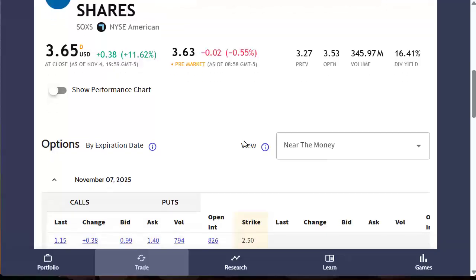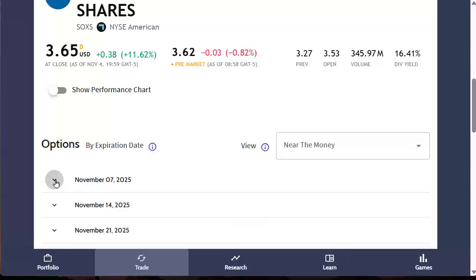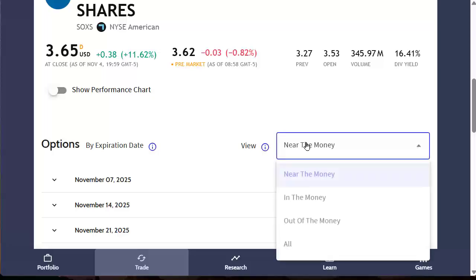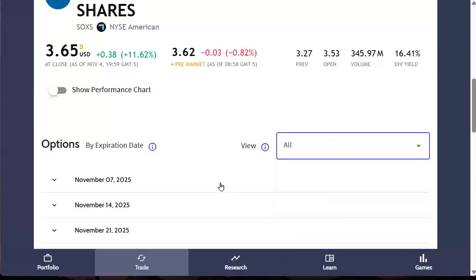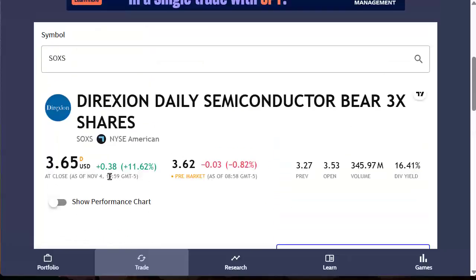So which one are we going to look at? Well, we're still going to look at January. So let's go ahead and close November. We're going to want to look at all, so we can do that right now. Yesterday it was at 265. It was up 11%, 38 cents, which is pretty impressive.